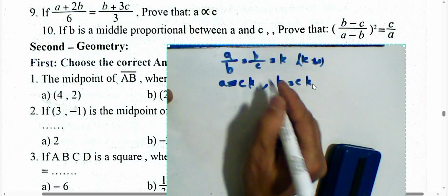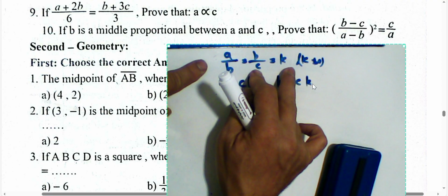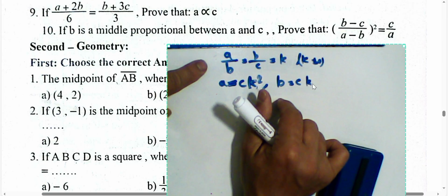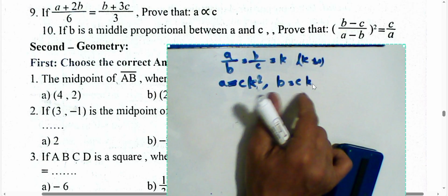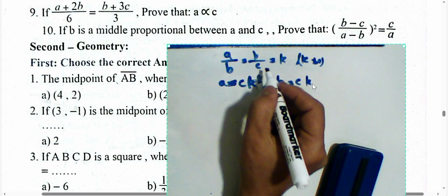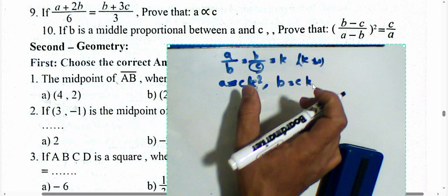You must know these properties. Okay, a equals ck power 2 because a equals b times k and b equals c times k. If you put b equals ck in this relation, then a will be ck power 2, and b equals ck. You must know these properties to solve this example.